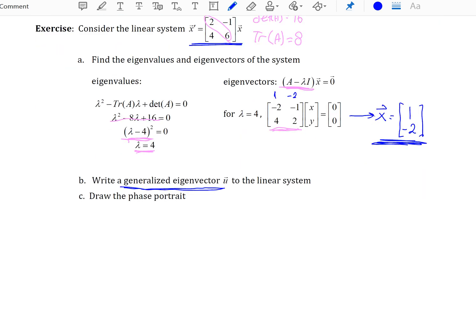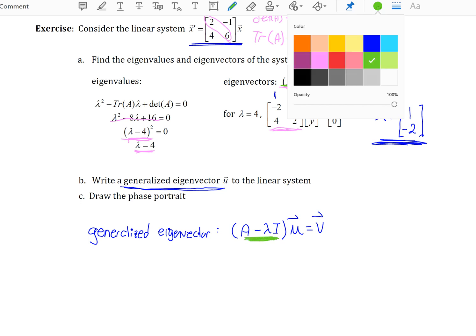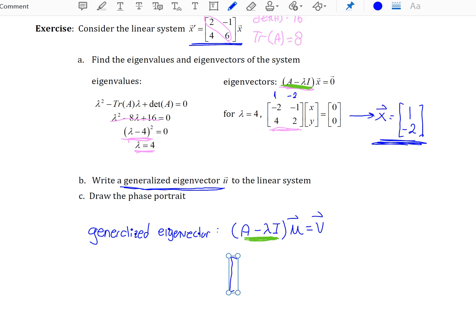To find your generalized eigenvector, we want to look at the equation (A minus lambda I) u equals v. Notice that A minus lambda I is the same matrix that we looked at for our first eigenvector, so don't use a different matrix. This is still going to look like negative 2, negative 1, 4, 2 times some u vector, which I'll write as u1 and u2 for its 2 components, and this has to return back our first eigenvector that we found, 1, negative 2.